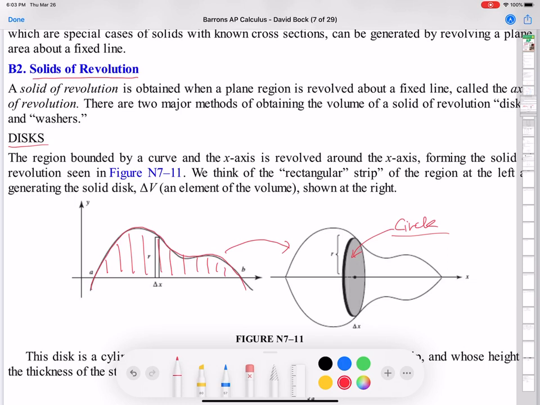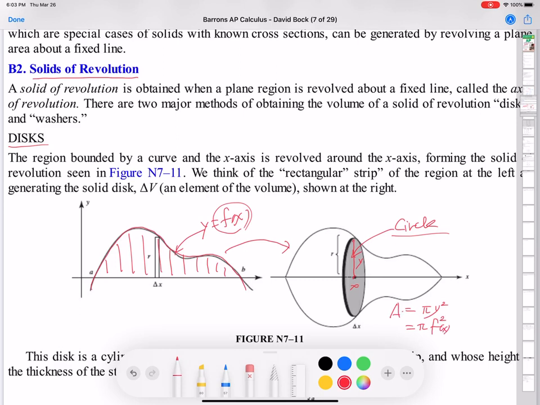So if the center of the circle is at x, then the radius is what? The y value of that function. If the function graph is y equals f(x), the y value of that function is the radius of that disc. So what is A(x)? The area of that circle is pi r squared, pi times y squared. And y equals f(x), right? So this is pi times f(x) squared.